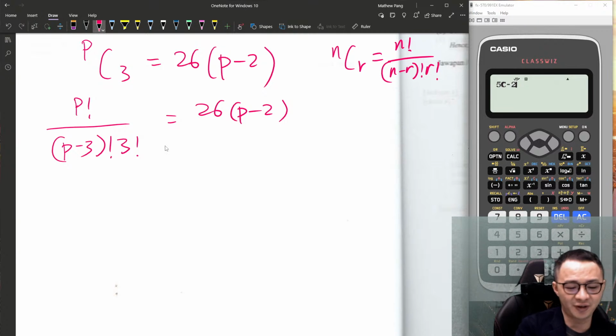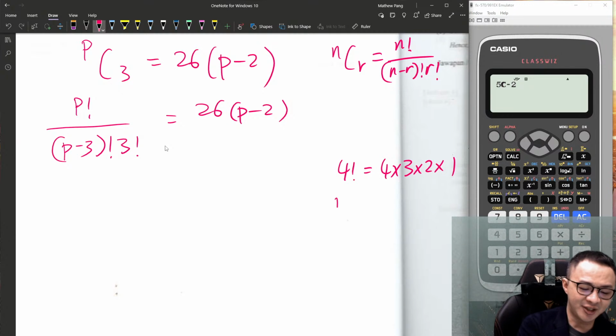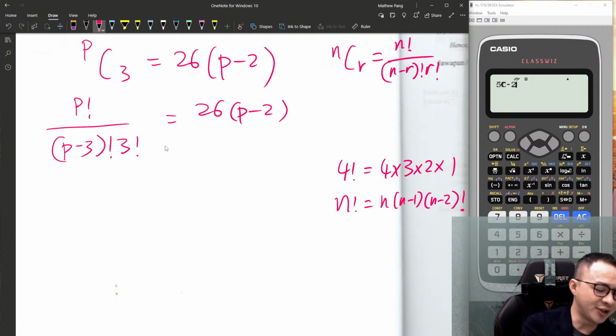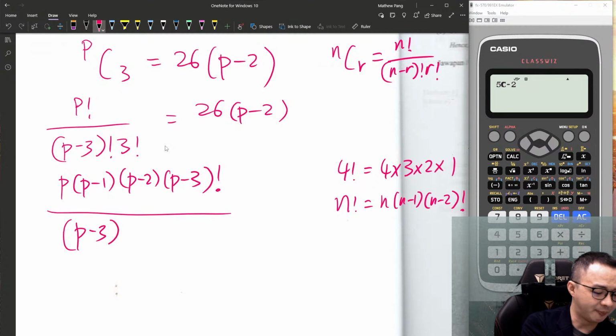P factorial, you should know, like 4 factorial basically means 4 times 3 times 2 times 1, right? So n factorial is basically n times n minus 1, n minus 2, and whenever we want to stop, we add a factorial for it. We use the same logic. P factorial is P, then keep on minus 1, then minus 2, and then minus 3. I will stop here. Why? Because I see a P minus 3 factorial at the bottom. 3 factorial is just 6.